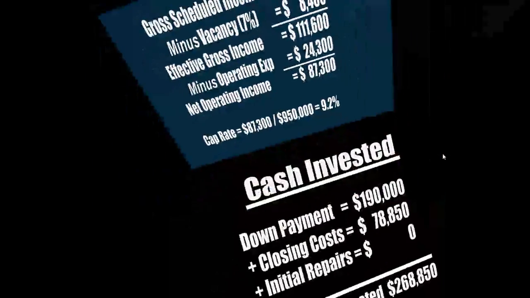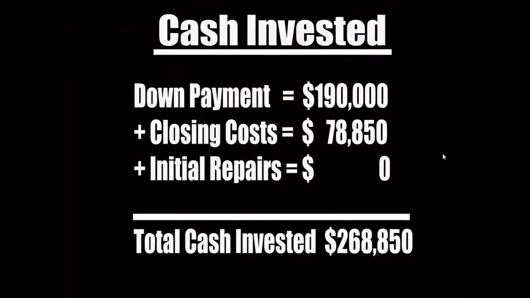So let's say the building we're buying, we're putting 20% down, and we've got some heavy closing costs of over 8%. So our initial investment is $190,000 down payment, plus about $78,850 in closing costs because we must be buying in San Francisco. So our cash in is $268,850. That's our cash in.